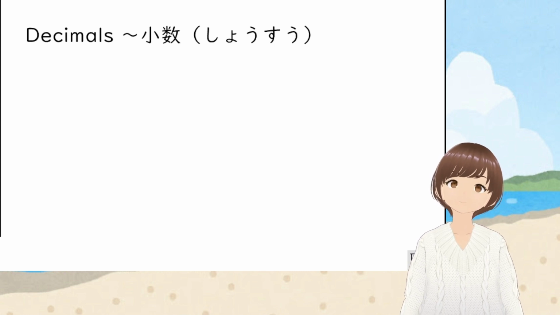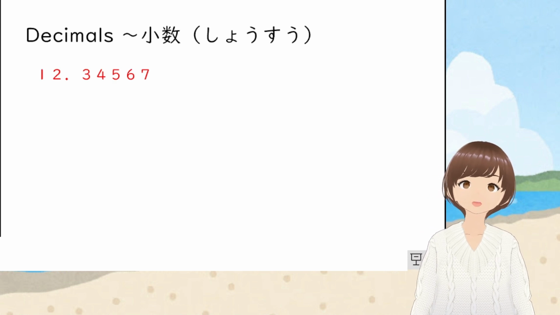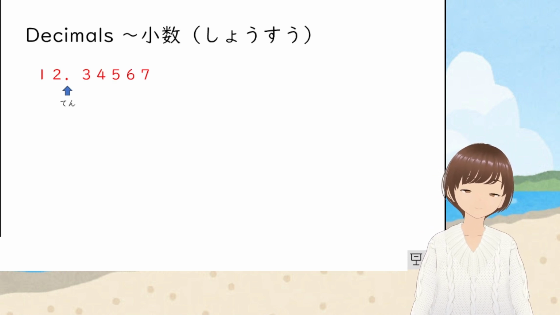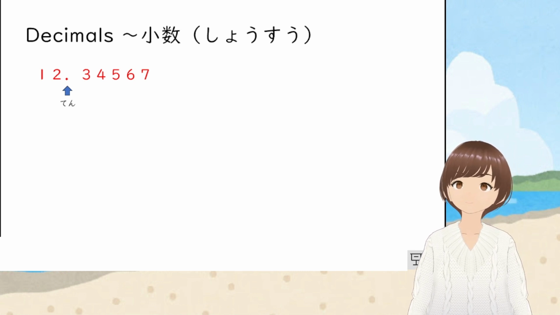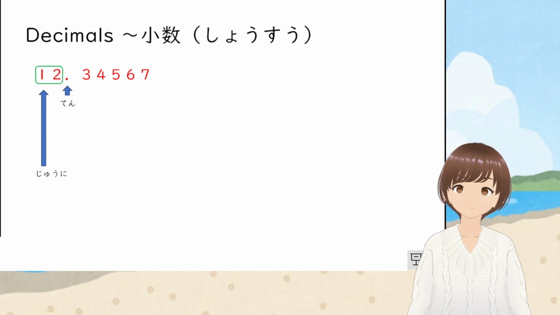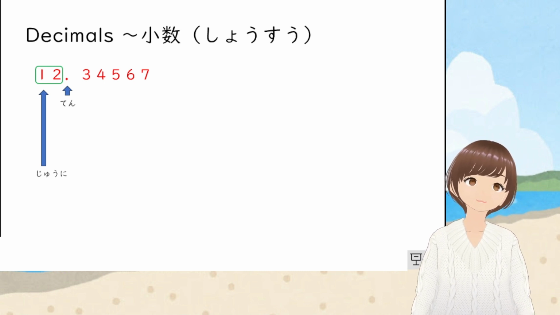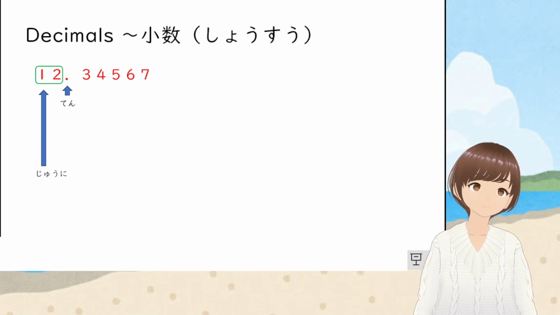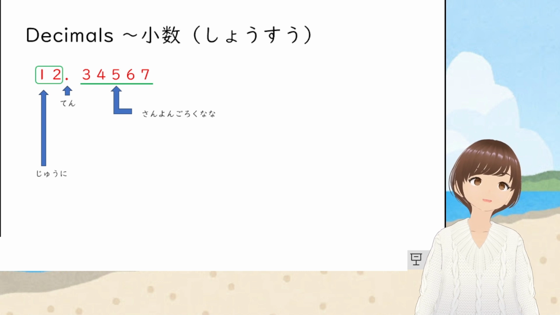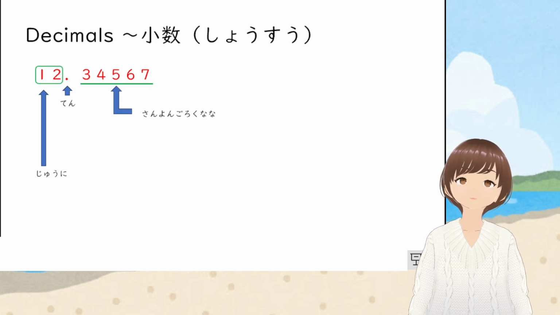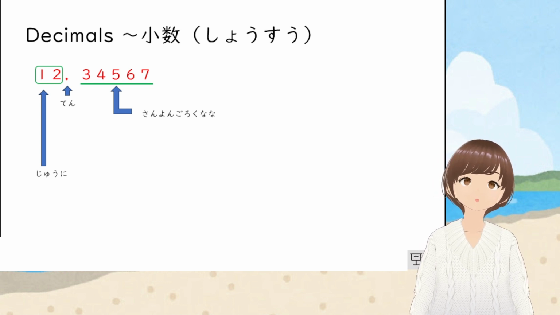Decimals are called shosu in Japanese. How can you read this number? A decimal point is read as 点 in Japanese. The integer part of the number is read as a regular number. The number after the decimal point must be read as digits. So this number is read as 12.34567.